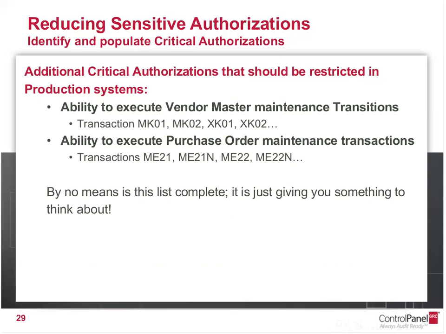Some additional critical authorizations that you might be wanting to look at: the ability to execute vendor master maintenance, so transactions like MK01, MK02, FK02, FK01, etc. And you'd want to grab another one and set up purchase order maintenance, so ME21, ME21N, and so forth. And you would then want to combine those critical transactions as part of that RSUSR008_009_NEW report to be able to find people that can do those things. And obviously, this is not a complete list. This is just trying to get you thinking of different things that would be a risk to your business if you allow people to have access to them.